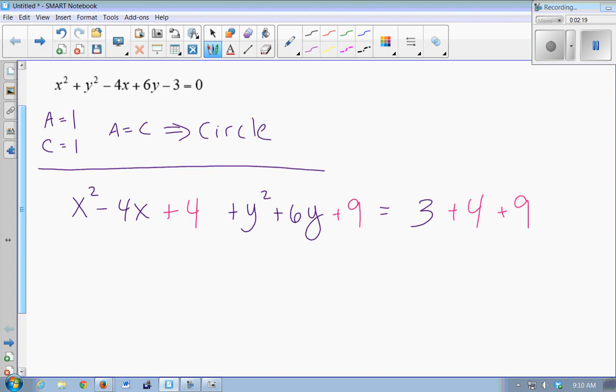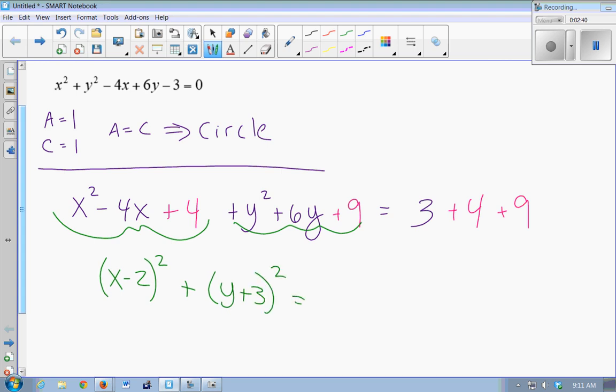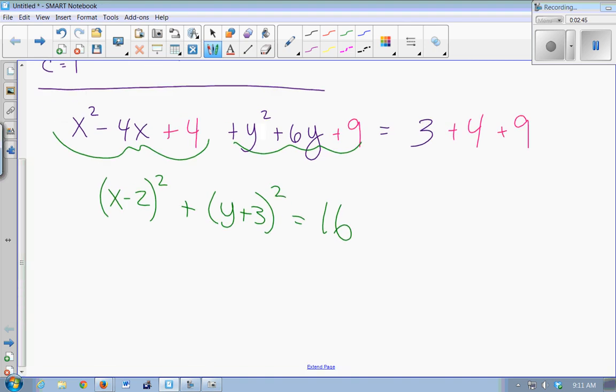Now, the whole purpose of doing that is that I have created something that factors as a perfect square. That's why it's called completing the square. So this factors to x minus 2 squared. The y's factor to y plus 3 squared. And 3 plus 4 is 7, plus 9 is 16. So where's the center of this circle? 2, -3. Remember, you always have to change the sign because the negative sign is built into the formula. And what's the radius of this circle? 4.